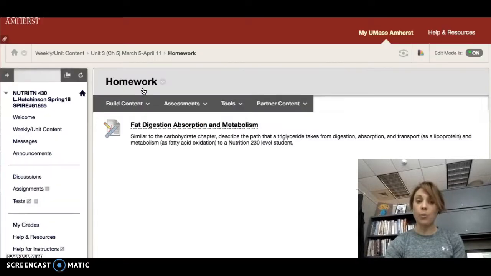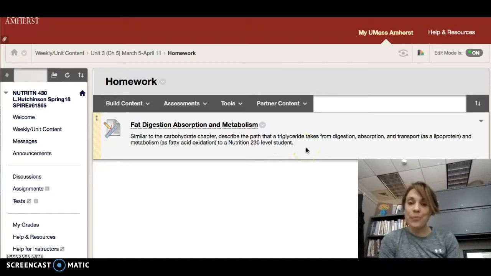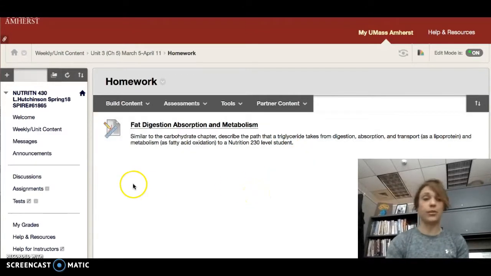Then you have homework, which is very similar to last time. So you're going to be gearing some lipid digestion, absorption, metabolism discussion to a Nutrition 230 student, and talking through how you digest, absorb, and metabolize lipids, finishing off with fatty acid oxidation rather than storage. So make sure that you follow that pathway, and then use it in a language that a Nutrition 230 student could understand.